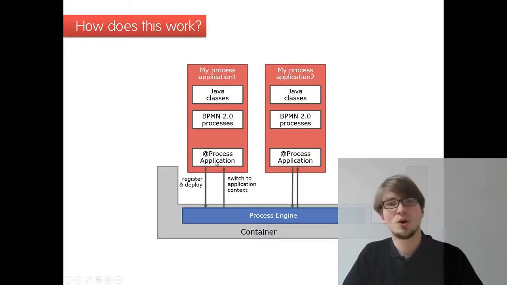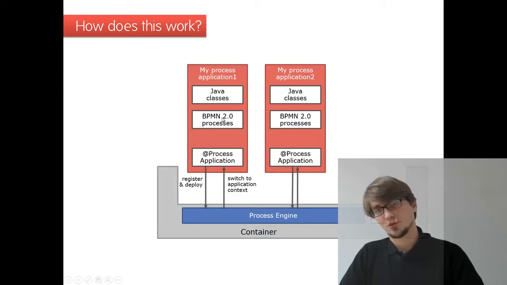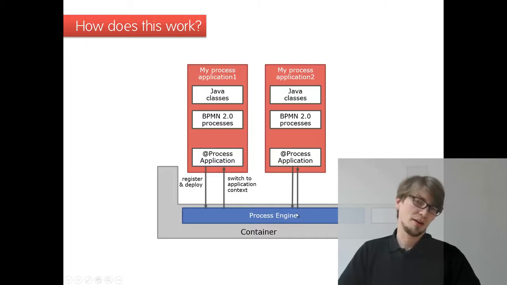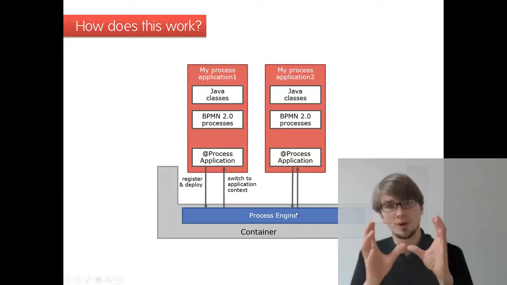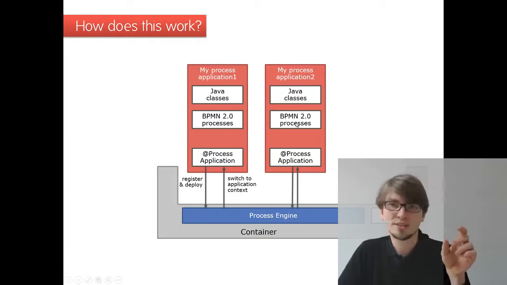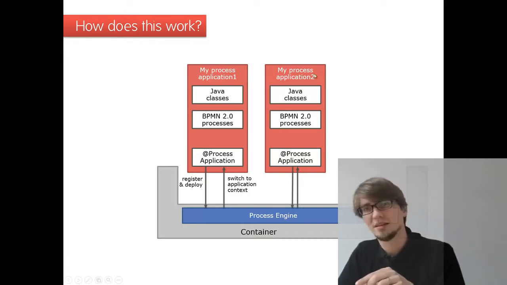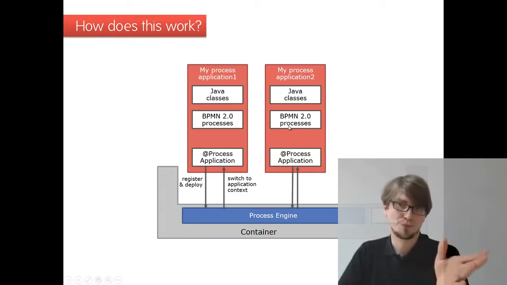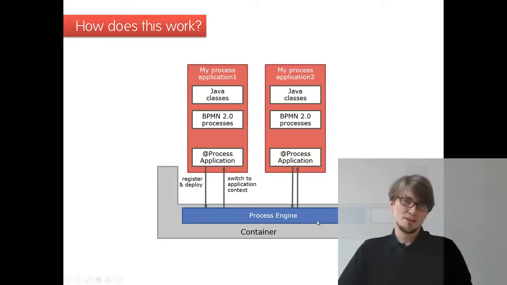And this basically talks to the central process engine. So during a startup of that class, we register this process application on the process engine. We deploy the BPMN 2.0 processes on the engine if they are not already deployed. And we keep an in-memory table within the process engine where we know, okay, this process definition is within process application 1, and this BPMN 2 process is part of process application 2. Okay, and this allows the process engine to do something we call a context switch.